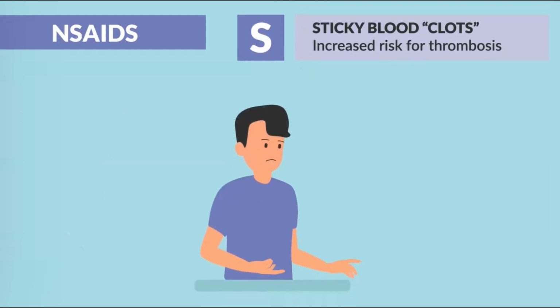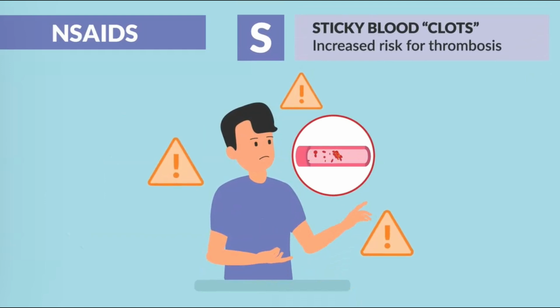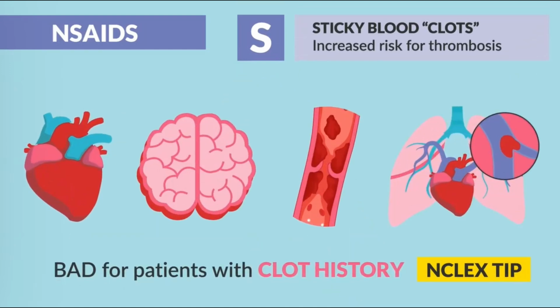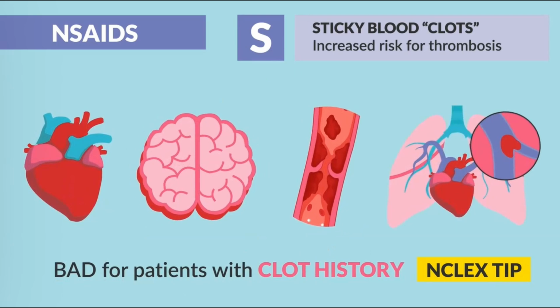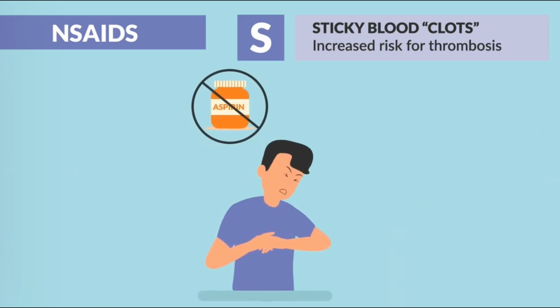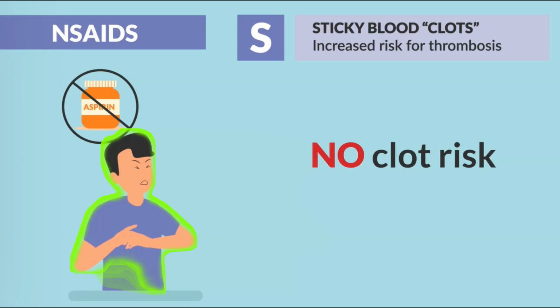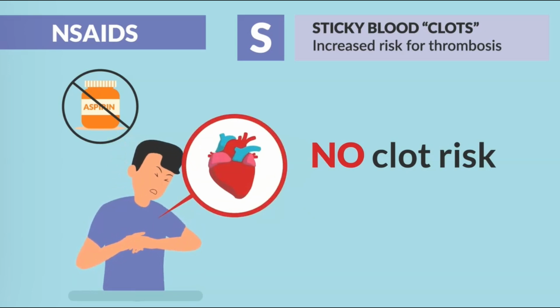Now, S is for sticky blood, known as a thrombosis. Guys, again, increased risk for clots. So it's bad for patients with a clot history, like an MI or a heart clot, a stroke or CVA, basically a brain clot, and even DVTs and PEs. Now again, aspirin is the weird one here. It's kind of the hybrid of the group, and it's used to thin the blood for cardiac patients. But we cover more of that in detail in its own lecture.